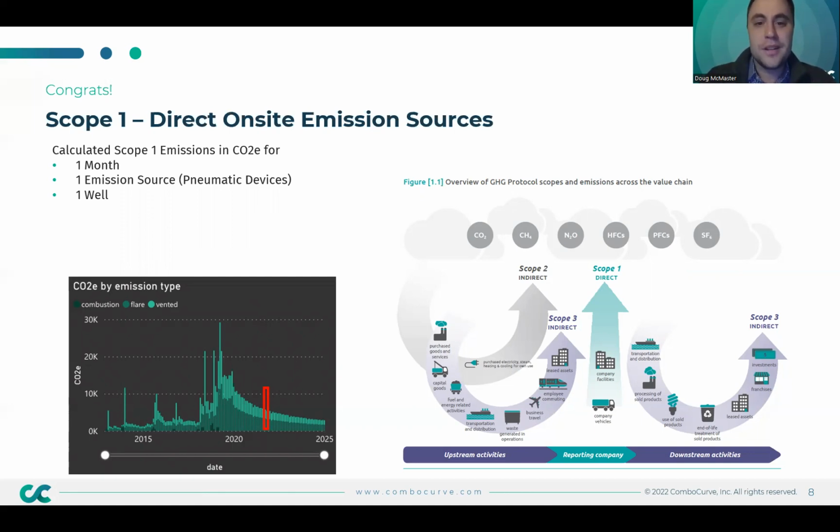What about the other scopes? Scope 1, scope 2, scope 3 of emissions. And what about, instead of 1 month, the entire life of the well? That equipment, the pneumatic devices, aren't just there doing nothing. They're only going to operate if they're serving production. And they're not the only equipment on site, and they're not the only wells on site. So we need to go bigger.